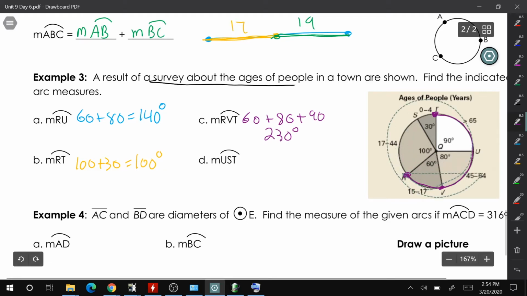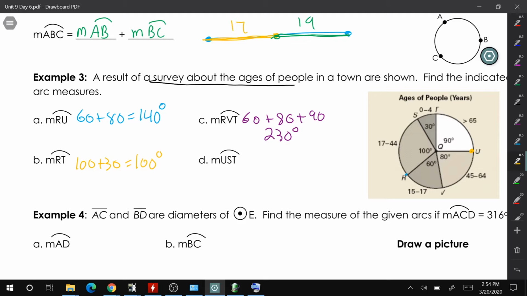And then finally, the measure of arc UST. So here's U, then we're going to go to S, and then T. So notice I'm not going to go U, T, S, because that's not the order that we have right here. UST means I'm going to go from U to S and then to T.